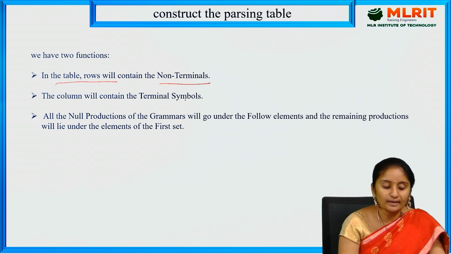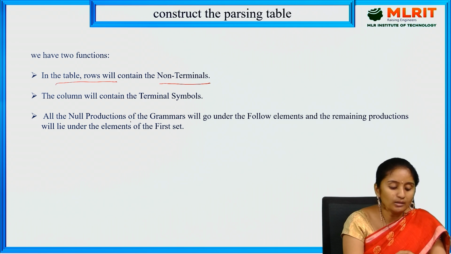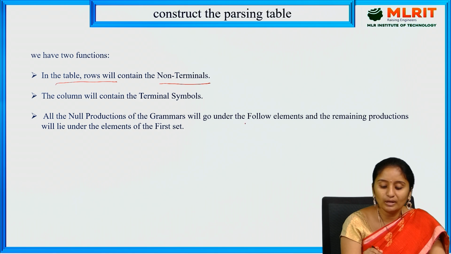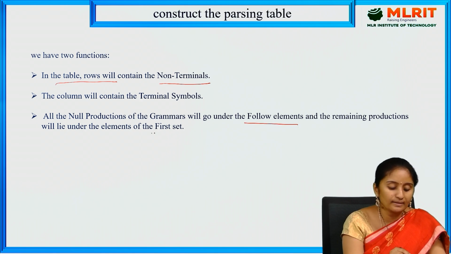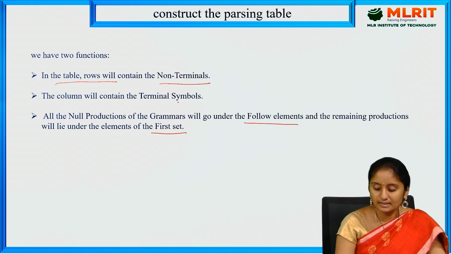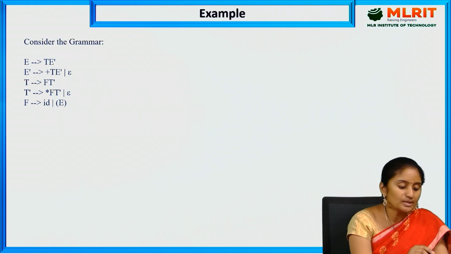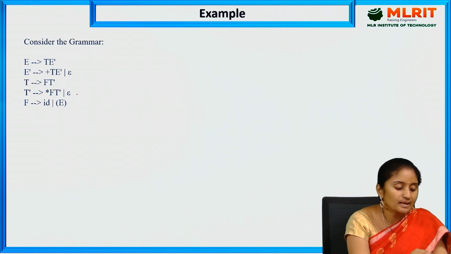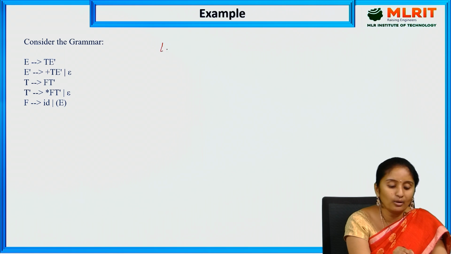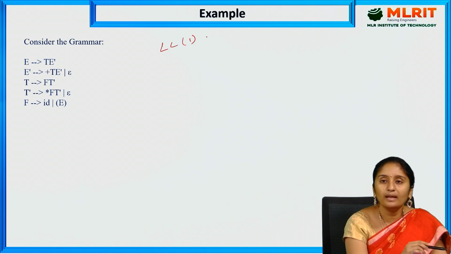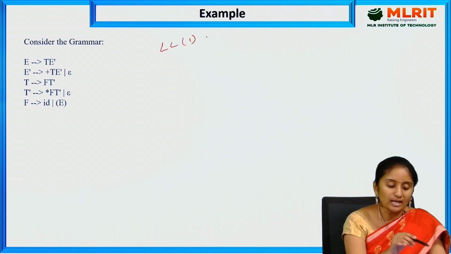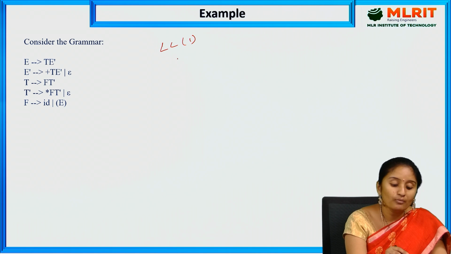All the null productions of the grammar will go under the follow set, and the remaining productions lie under the first set. So to construct this, the rows will contain the non-terminals and the columns will contain the terminal symbols. So this is the example. For this example, we need to construct the LL(1) parsing table. What are the conditions?